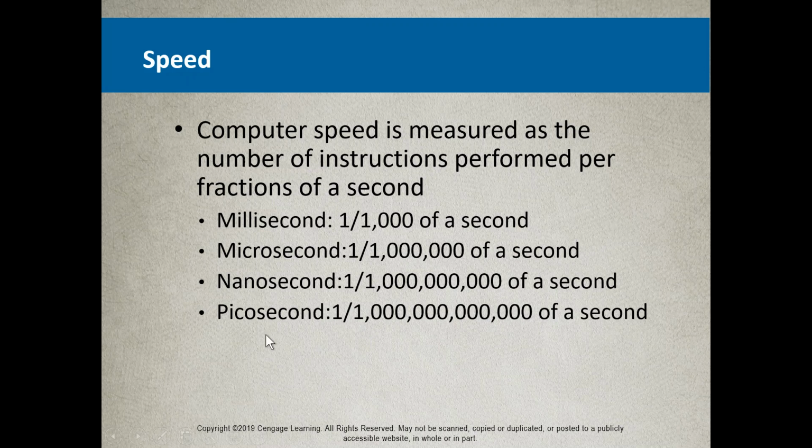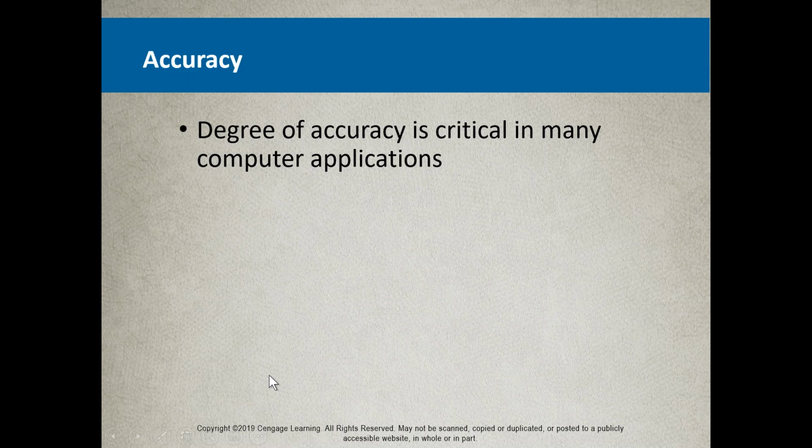is what they're talking about here. So that's what they use. It's like if you're driving a car, you talk about it in kilometers per hour. With computers, we're talking about it in either milliseconds all the way up to picoseconds. Accuracy is of course critical. I mean, it goes back to the GIGO rule. So if there's a slight variation in the accuracy, well, it could throw things off drastically.